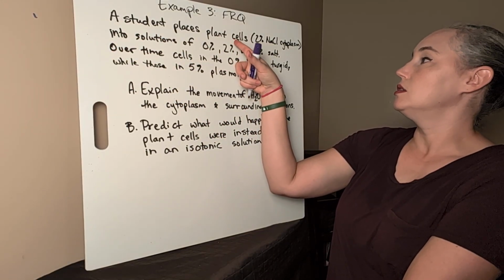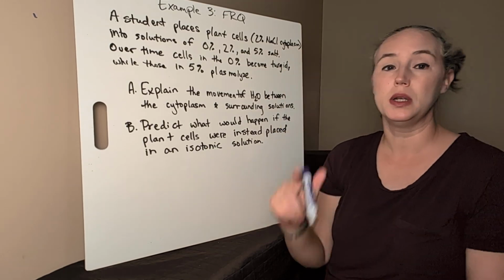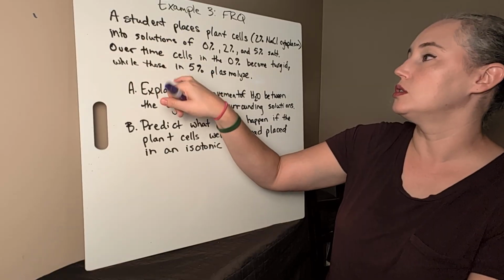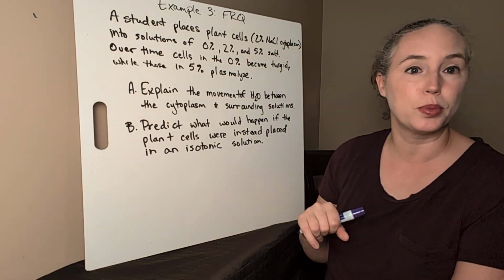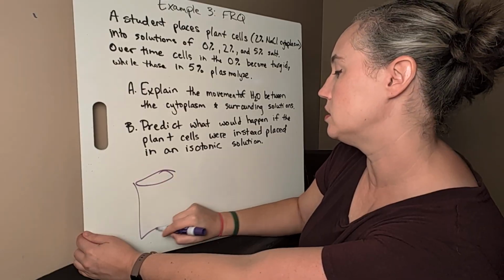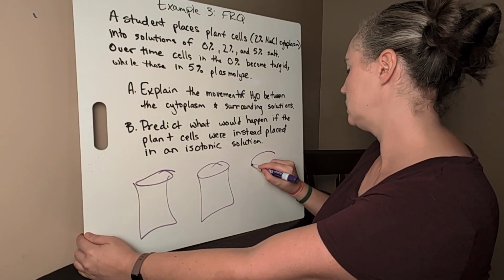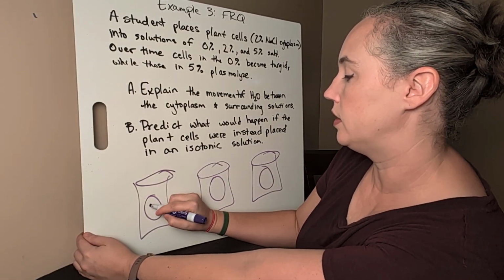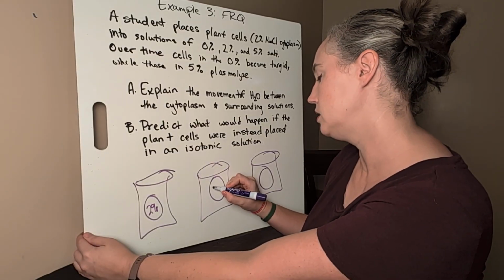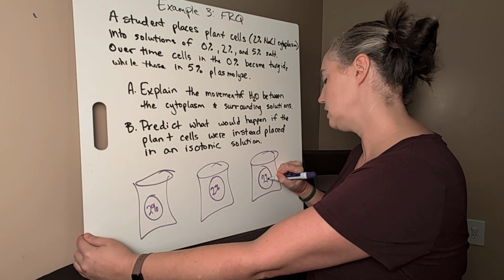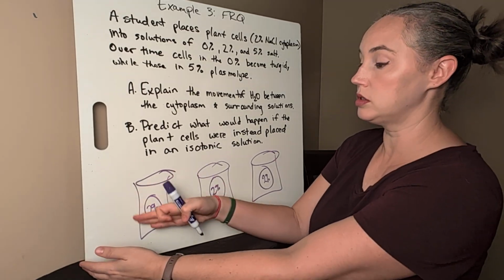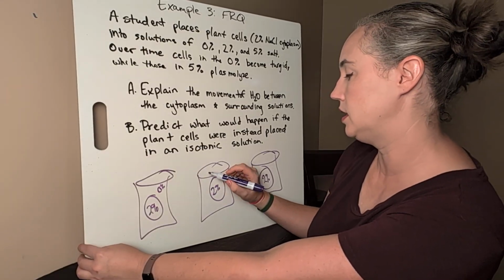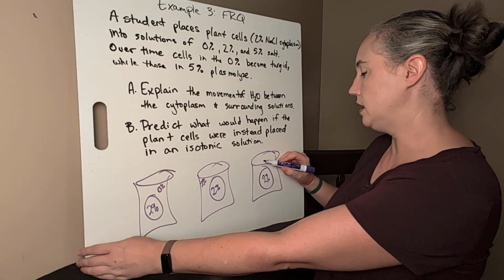A student places plant cells with 2% NaCl cytoplasm. So that means inside the cell, there's a 2% salt solution. And it places those cells into solutions of 0%, 2%, and 5% salt. So we have 3 beakers. All right, we have 3 cells. They are all 2% inside. 2%, 2%. This one has no solutes. It's a 0% salt solution. 0%. This one has a 2%. And then this one has a 5%.